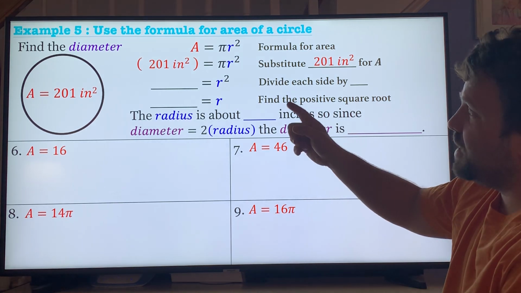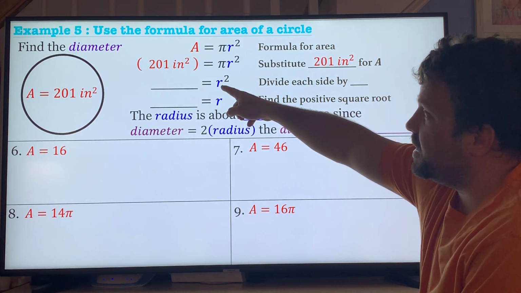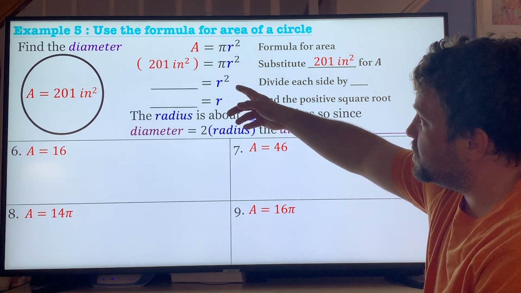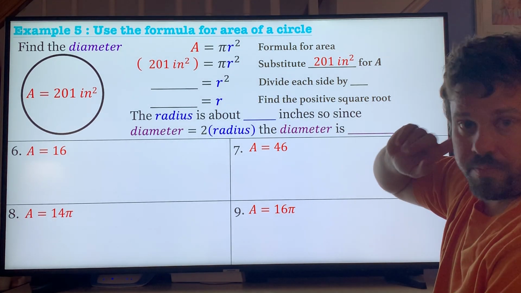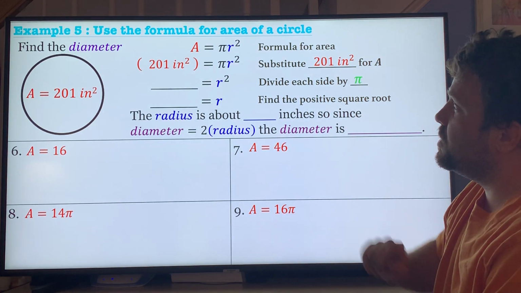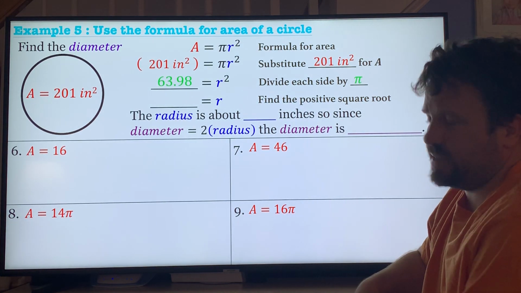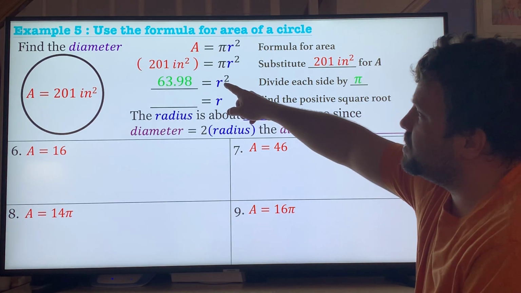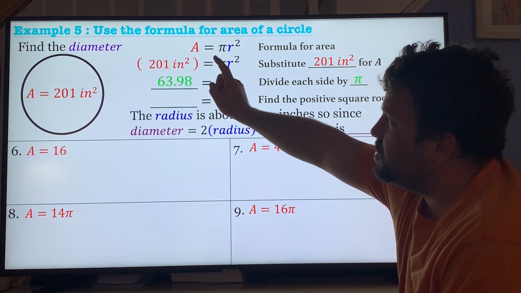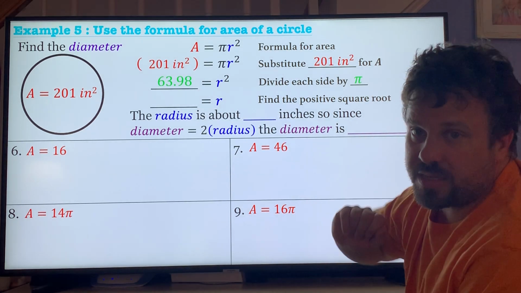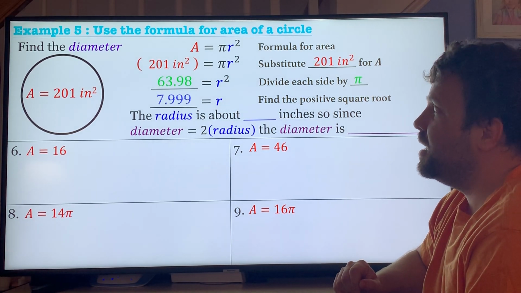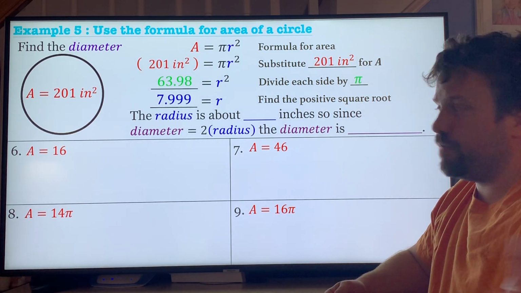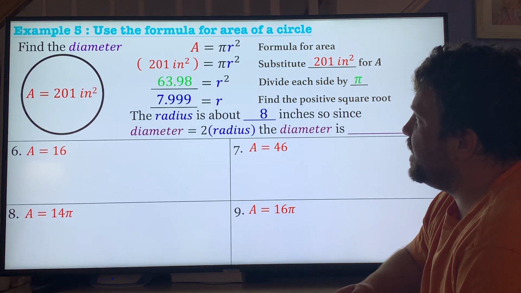So the next step here is you take whatever the area is, and since we're trying to isolate r, you divide whatever is next to r squared. You do PEMDAS backwards. So divide each side by pi. All right, so 201 divided by pi is 63.98. Next step, you want to find the positive square root. So r squared is this. So you do square root of 63.98. And you get the radius to be 7.999, which is about 8. All right, so it's about 8 inches.